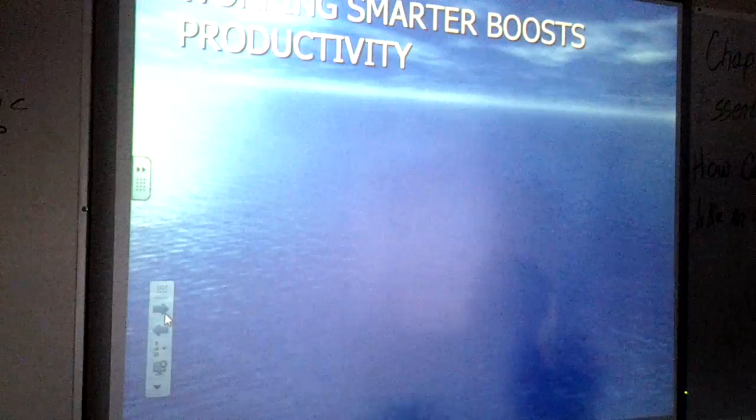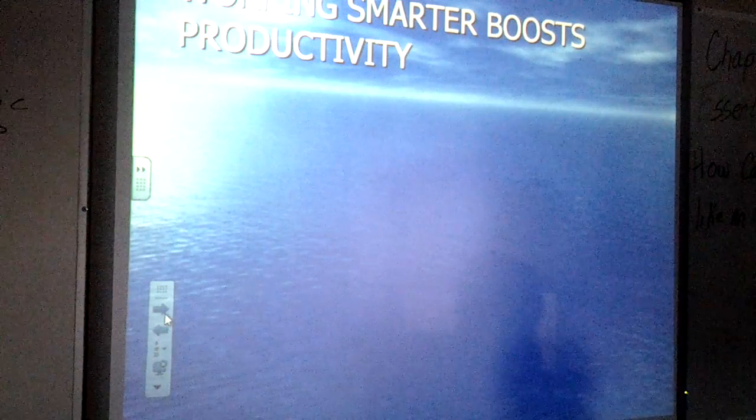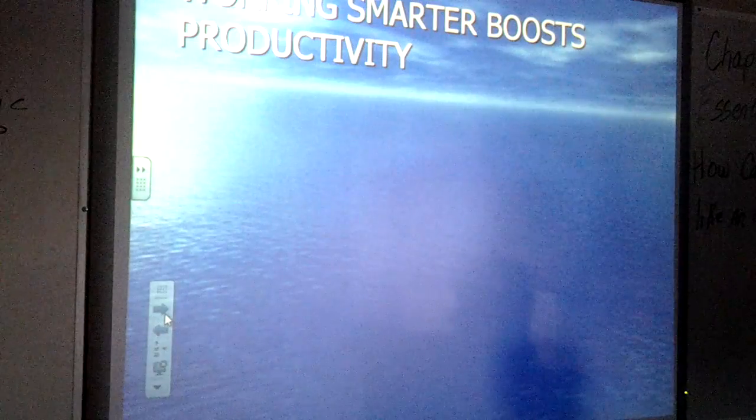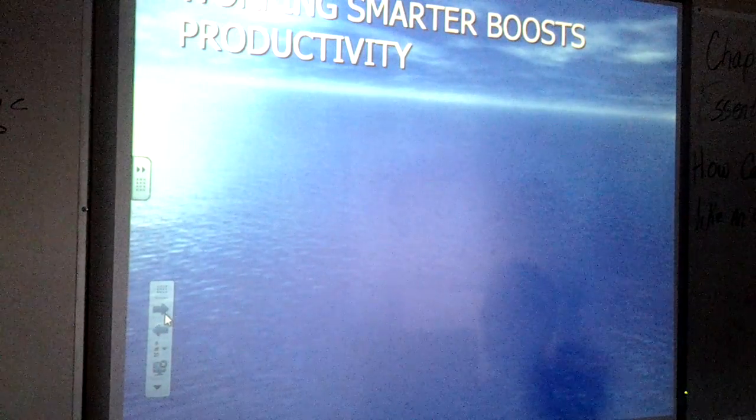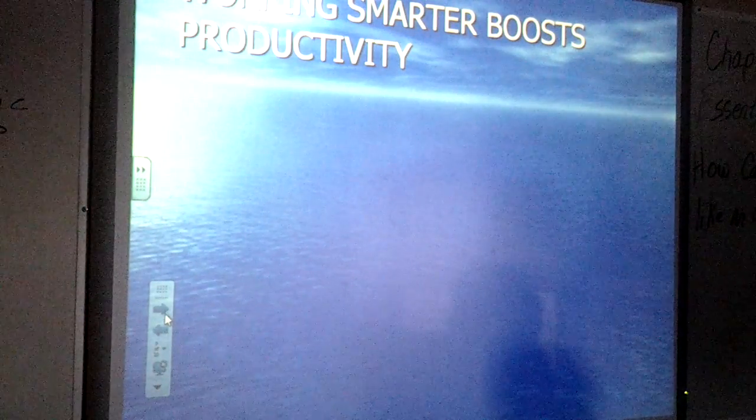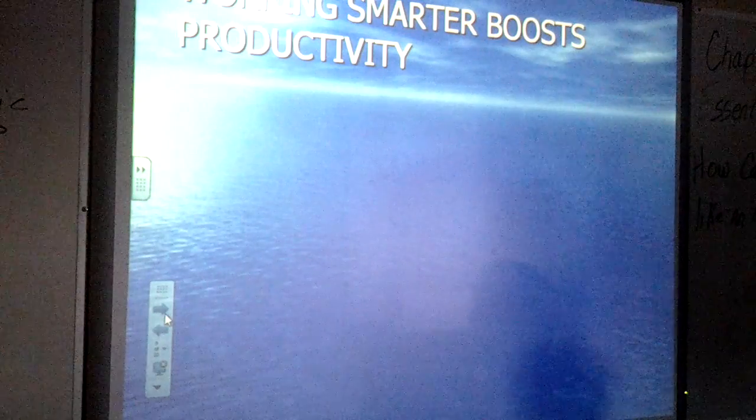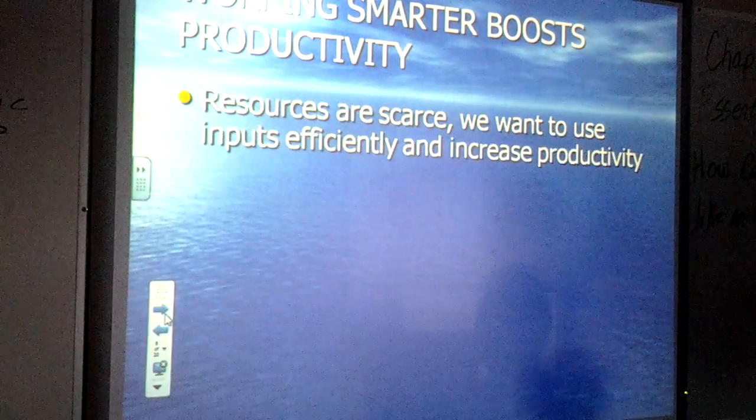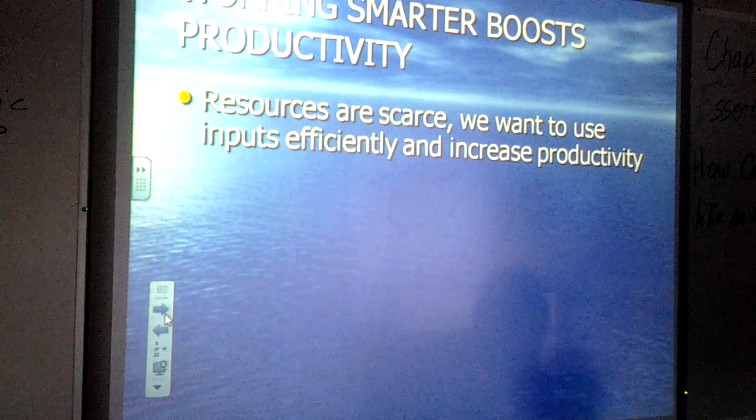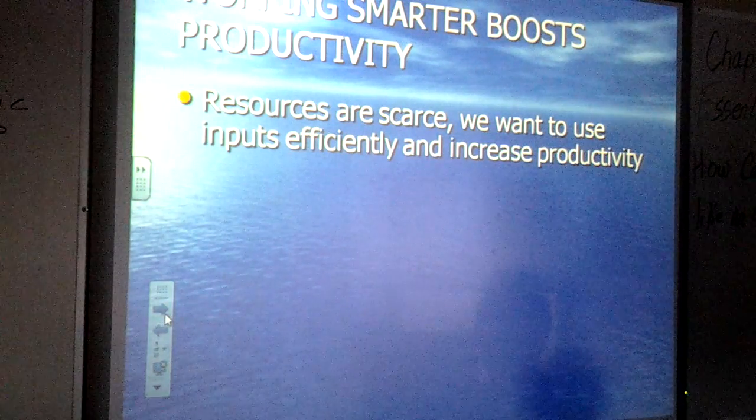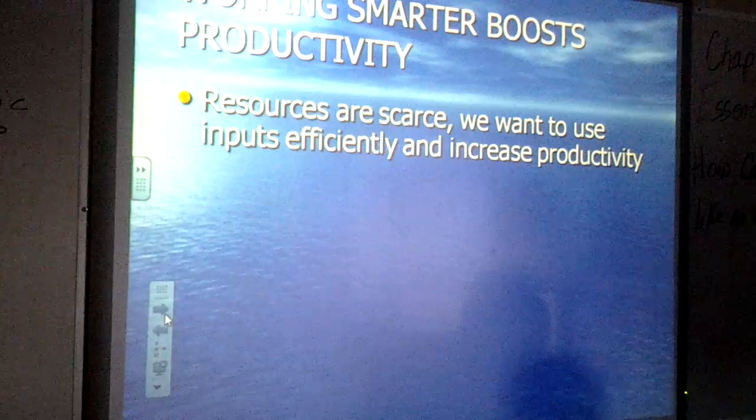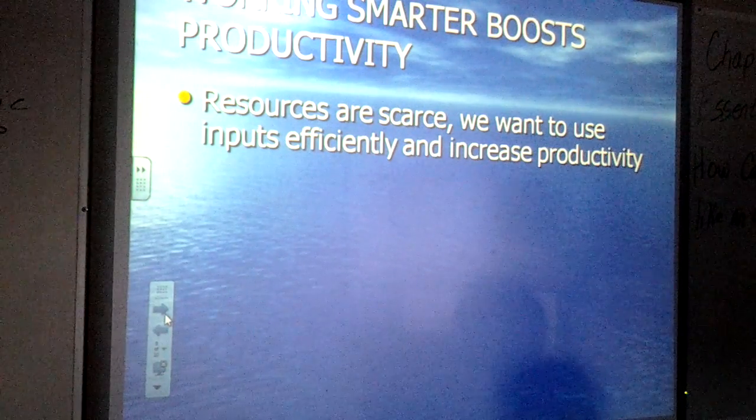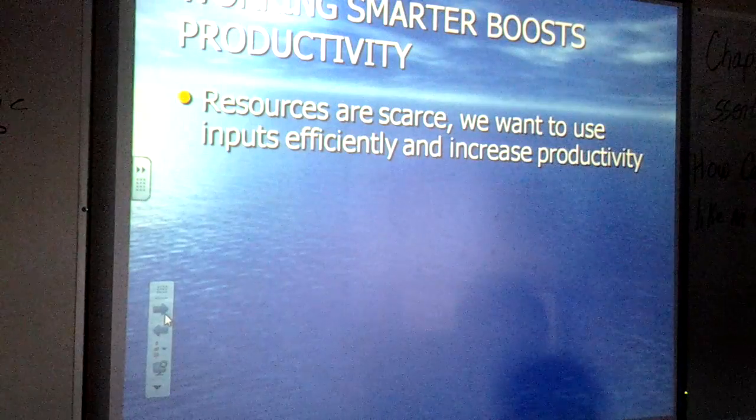So when you're talking about scarcity, which is unlimited wants but limited resources, the thing is, you want to work smarter. You want to take the same amount of resources that you have, but you want to produce more output because you only have those limited resources. So everybody is trying to work smarter. Instead of having waste, you're trying to take the same amount of resources and produce more goods.